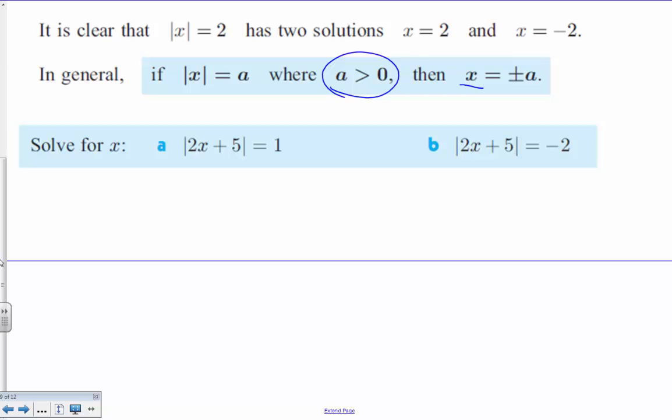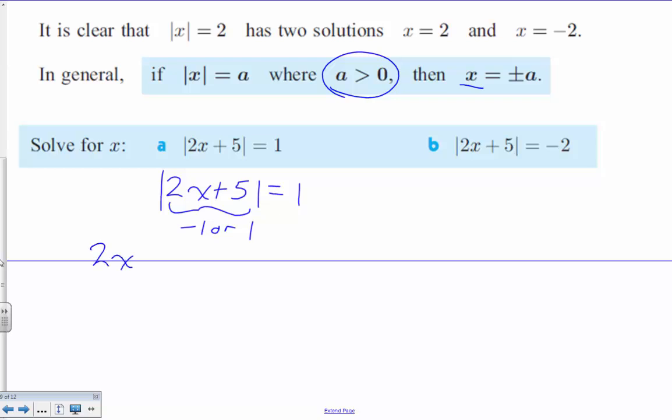Here we have 2x plus 5, the absolute value of that equals 1. So, 2 solutions. Inside of this has to equal either negative 1 or positive 1. So we work through the question to figure out our 2 solutions.